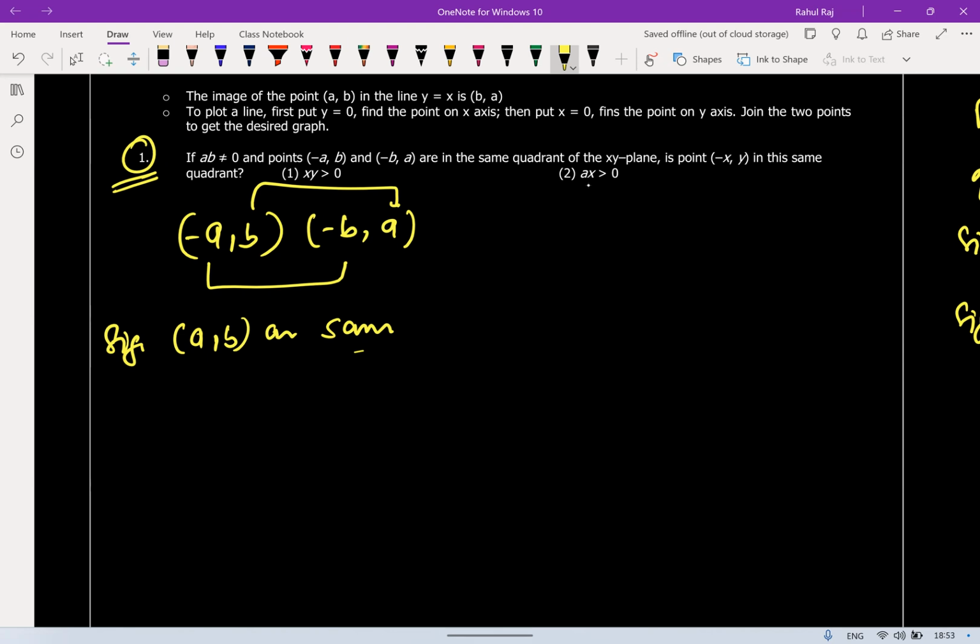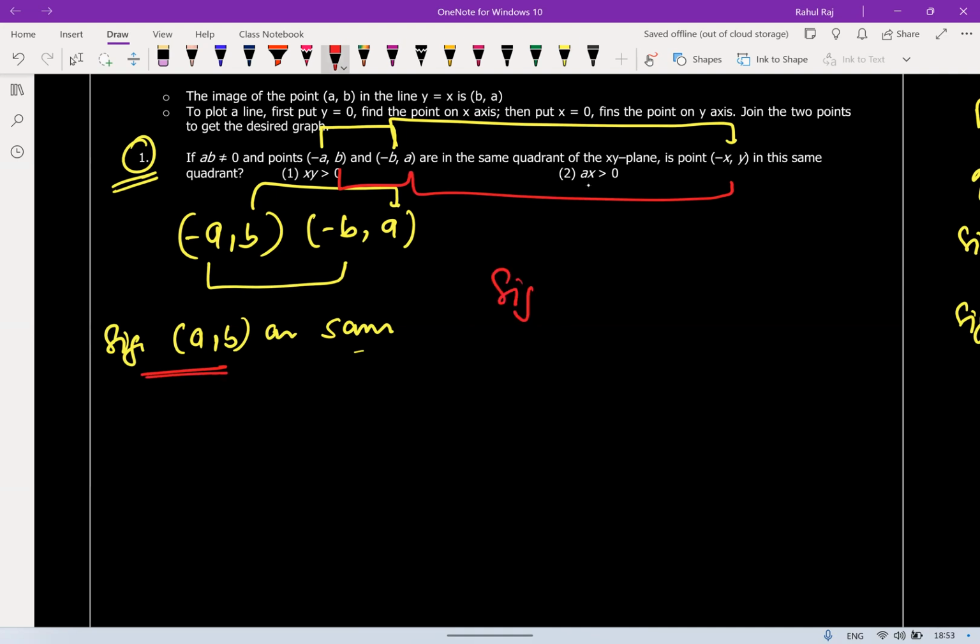Now it asks, do minus X and Y lie in the same quadrant? So the question is asking, is the sign of minus A, minus B and minus X the same, and is the sign of B, A, Y the same? I know that the sign of A and B are the same. Can I change my question to: is the sign of A, B, X, Y the same or not? If you can change this, it's an easy question. Or else you keep trying, you will literally go mad about it.